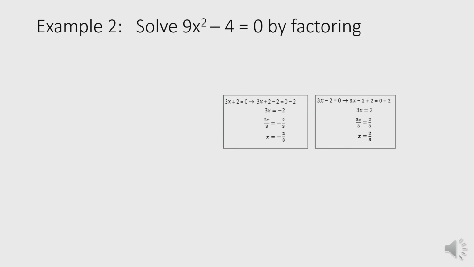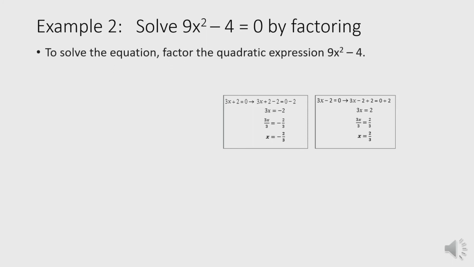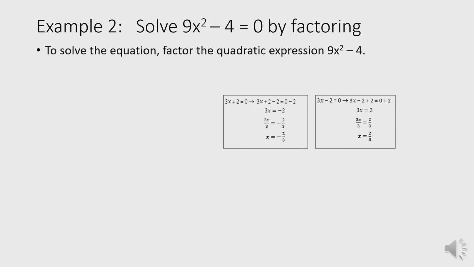Now for example 2, solve 9x squared minus 4 equals 0 by factoring. To solve the equation, factor the quadratic expression 9x squared minus 4. Then you got 3x plus 2. The factors are the quantity 3x plus 2 and 3x minus 2 equals 0.